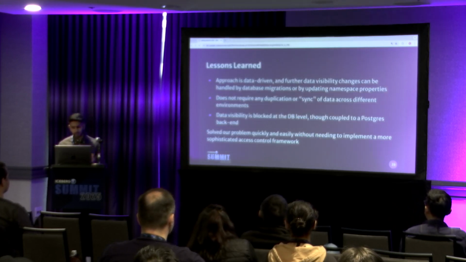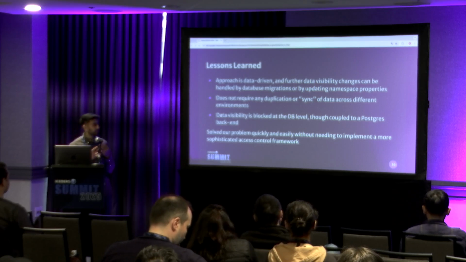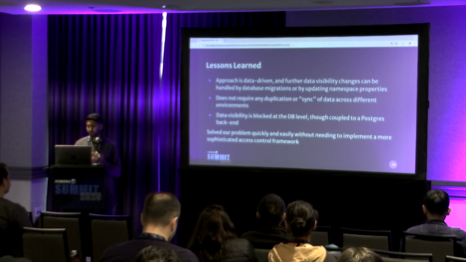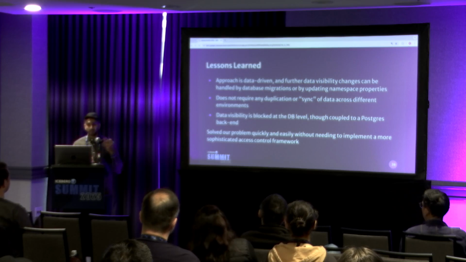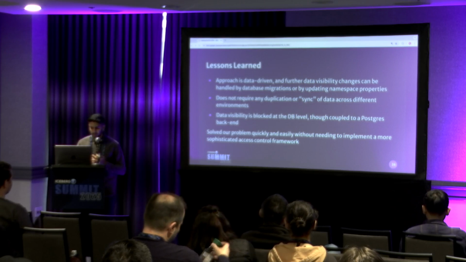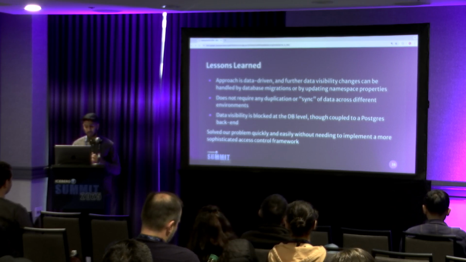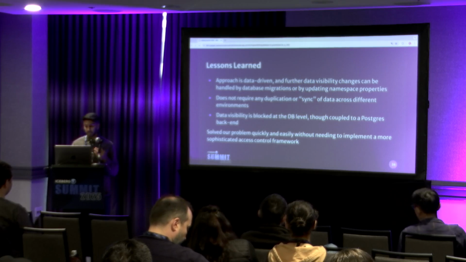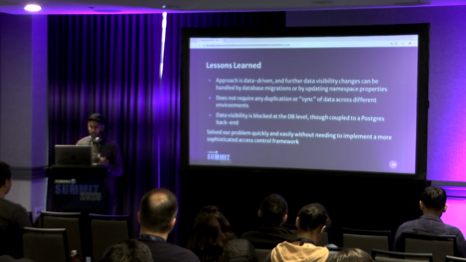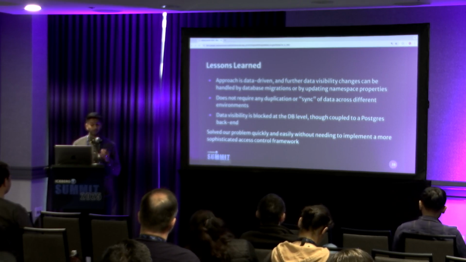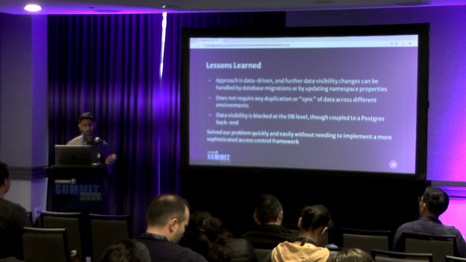So what did we learn here? The approach of row-level security is data-driven. Further data visibility changes are either handled by database migrations for policies and users, or by updating namespace properties via an engine connecting to the catalog. It solved one of our initial goals, where we did not have to duplicate or sync data across different environments. And data visibility is blocked at the database level, though this is coupled to a Postgres backend.